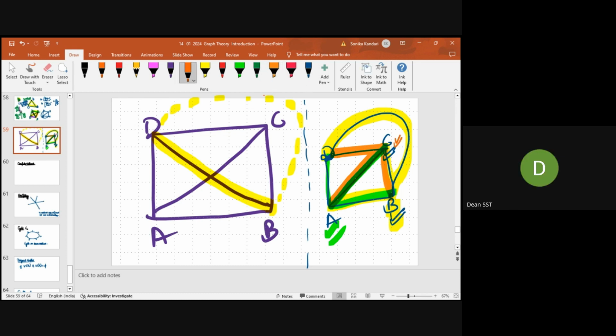Now check for D. DC, DB, and DA. So it is also okay. It means this is also a complete graph. Is it clear? Both are similar.